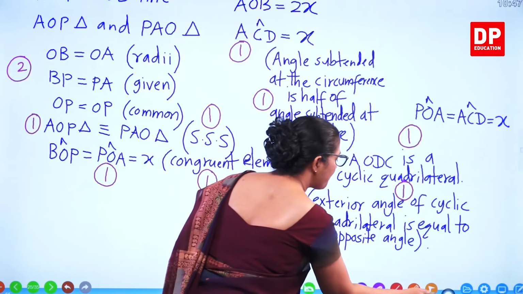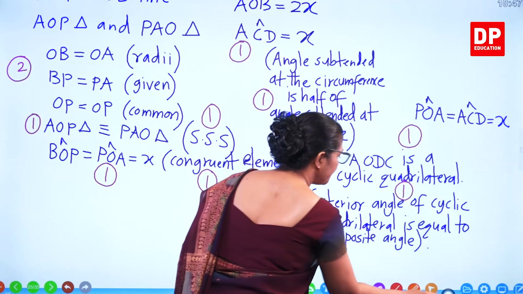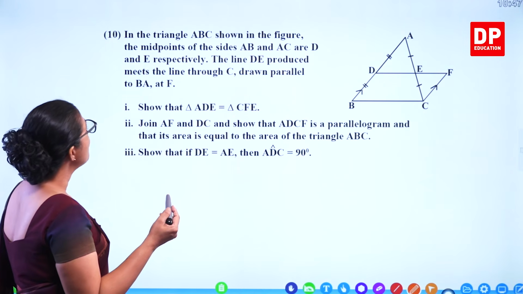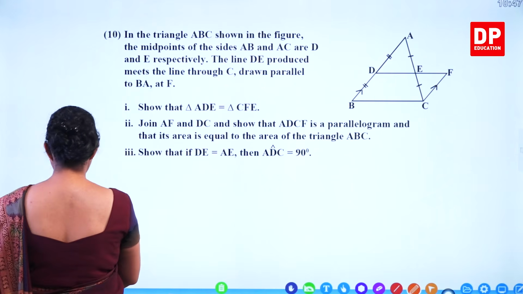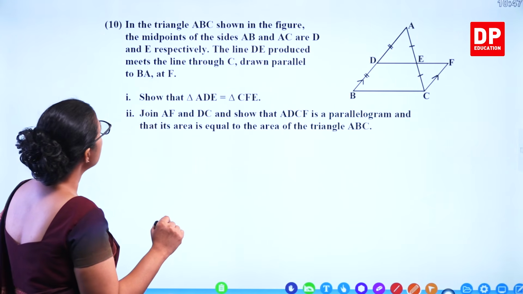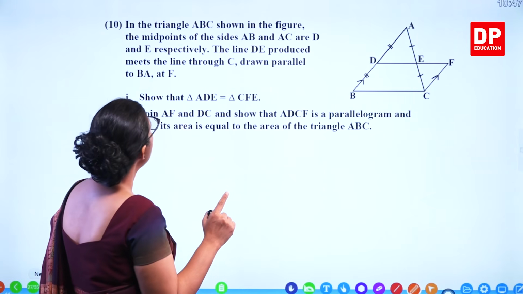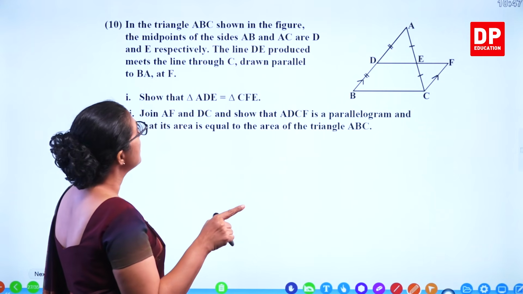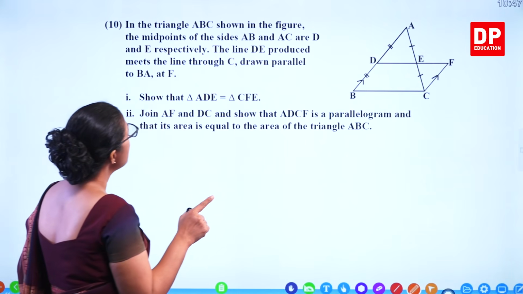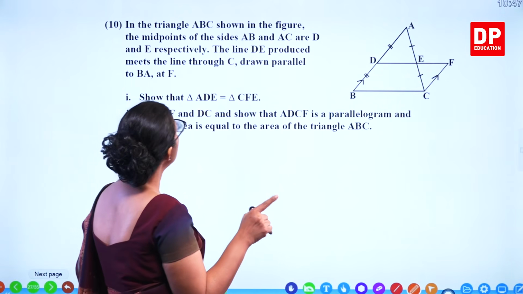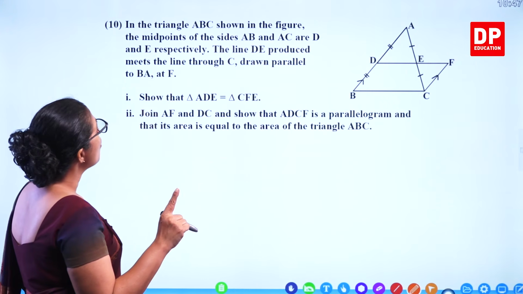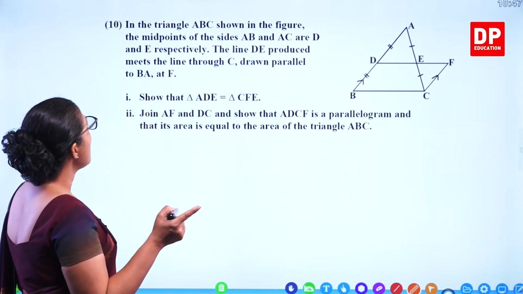Now we'll do the next one. Question number 10. This is also proofs. So you get 3 parts. We'll do it step by step. In the triangle ABC shown in the figure, the midpoints of the sides AB and AC are D and E respectively. The line DE produced meets the line through C drawn parallel to BA at F.